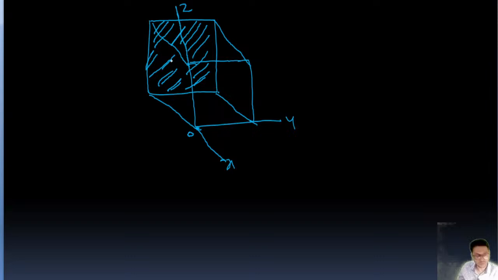So this plane is parallel to the y-axis and parallel to the z-axis, but it's intercepting at this minus a. At minus a, right? This is the origin, and this is minus a. So this is the one.